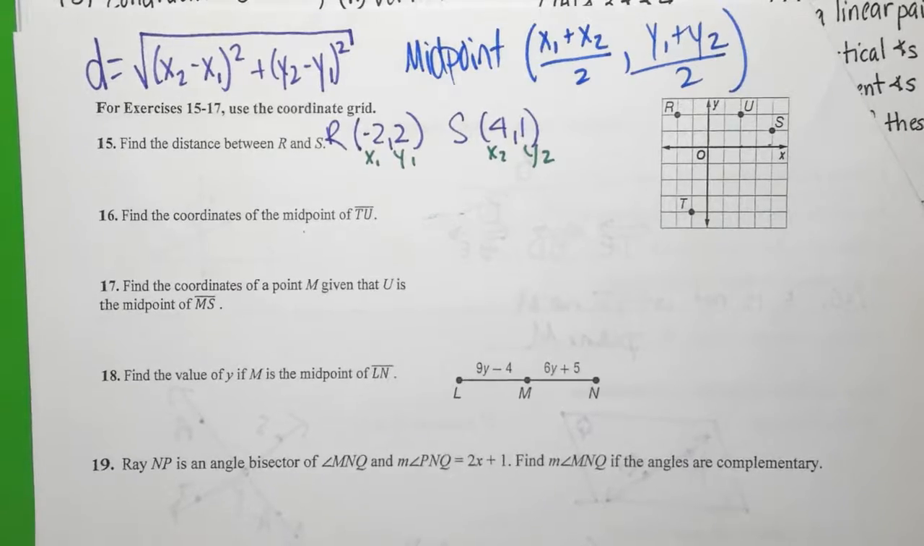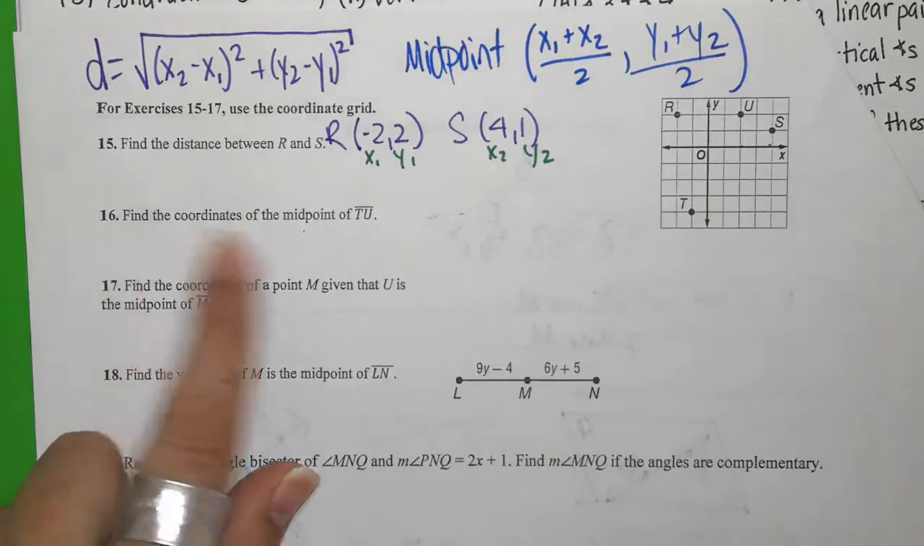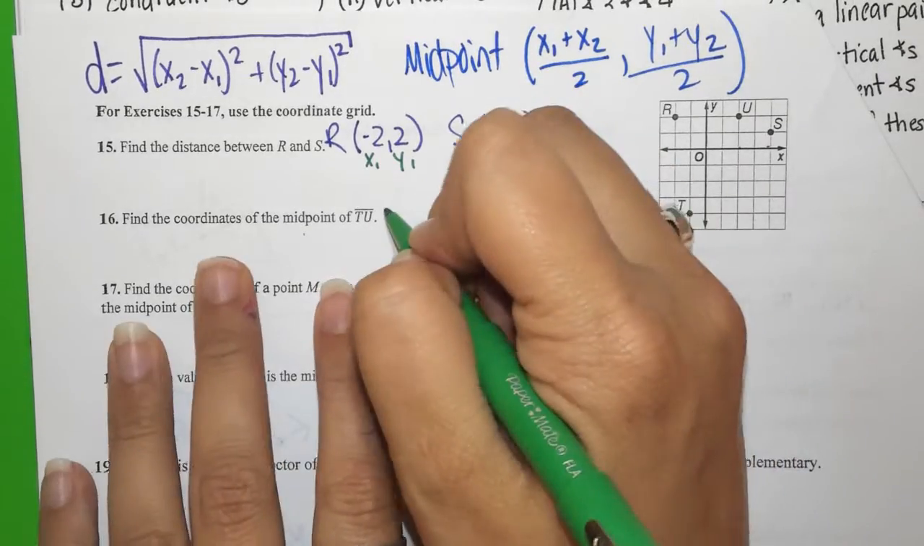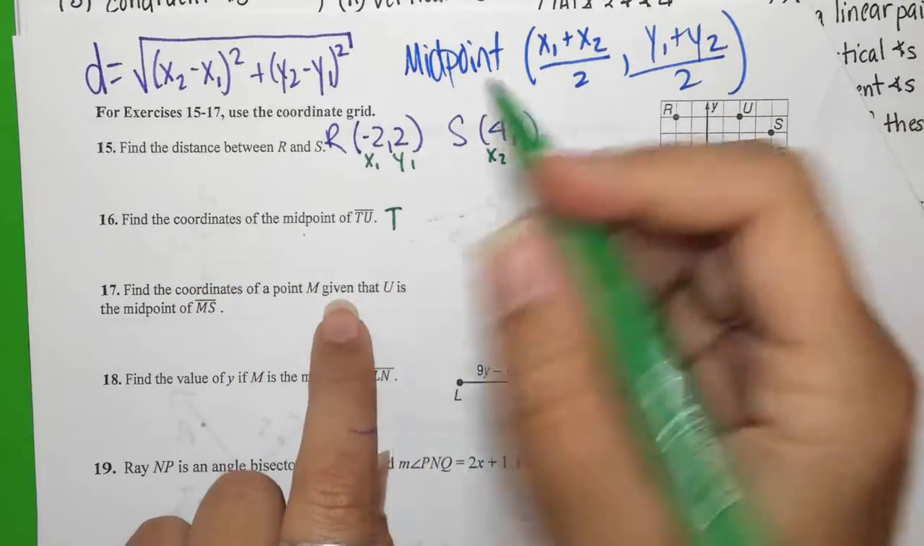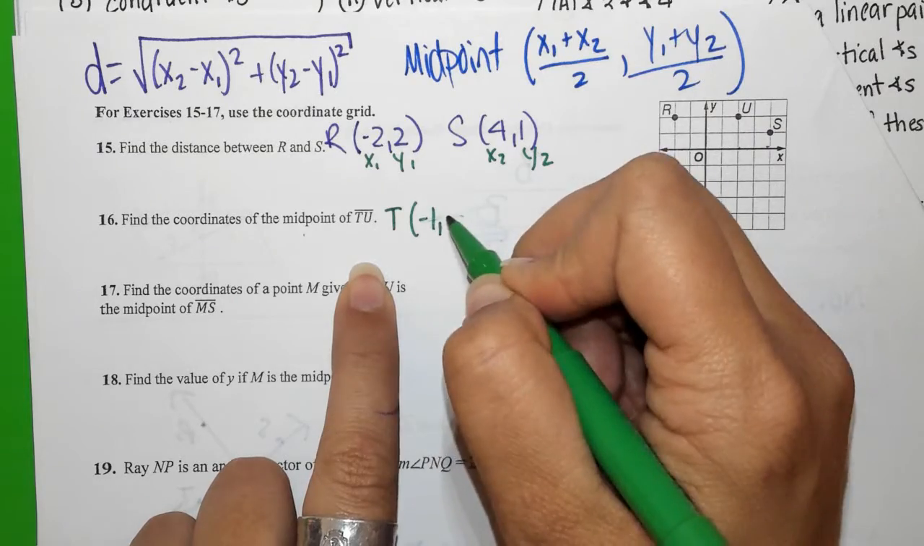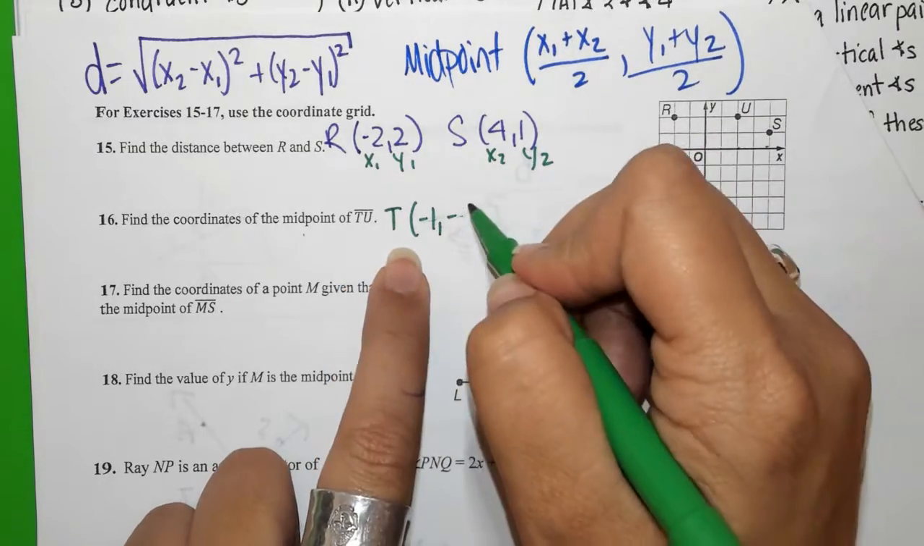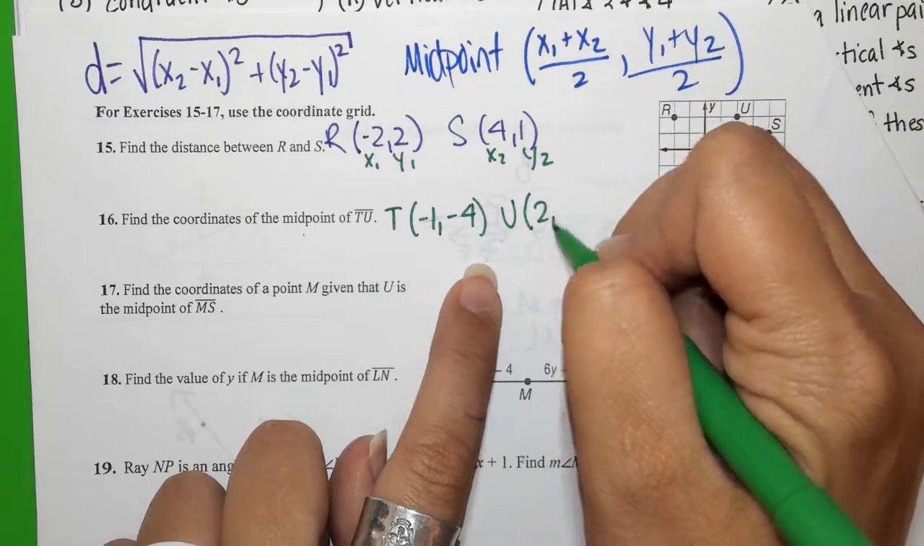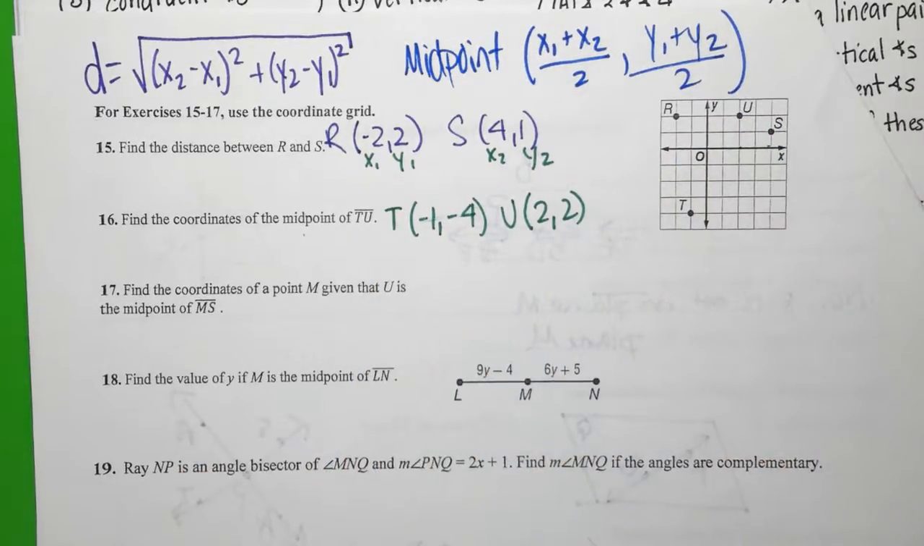All right, let's look at number 16. It says to find the midpoint of TU. Tell me what the coordinates are for T. Negative 1, negative 4. And what are the coordinates for U? Positive 2, positive 2. And then you plug it into the midpoint formula. Yay! Okay. Now, 17 is a tricksy one.